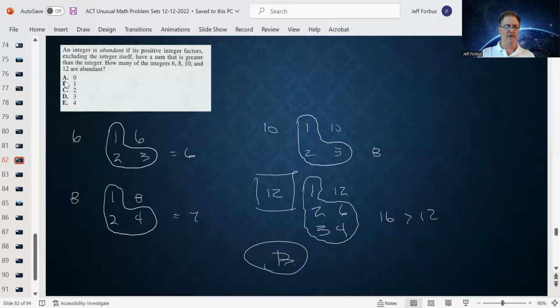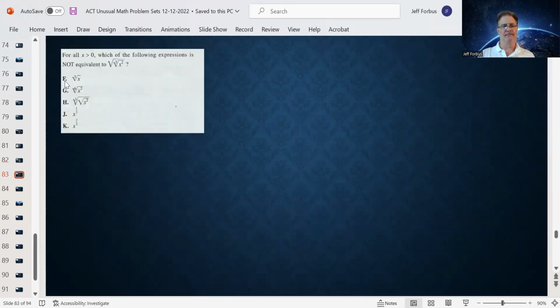All right, let's move on. We just got a couple more and we're done. Okay. This is a neat problem. For all values of x greater than 0, which of the following expressions is not equivalent to this interesting root? So what we have is the square root of x squared times the cube root of x squared.